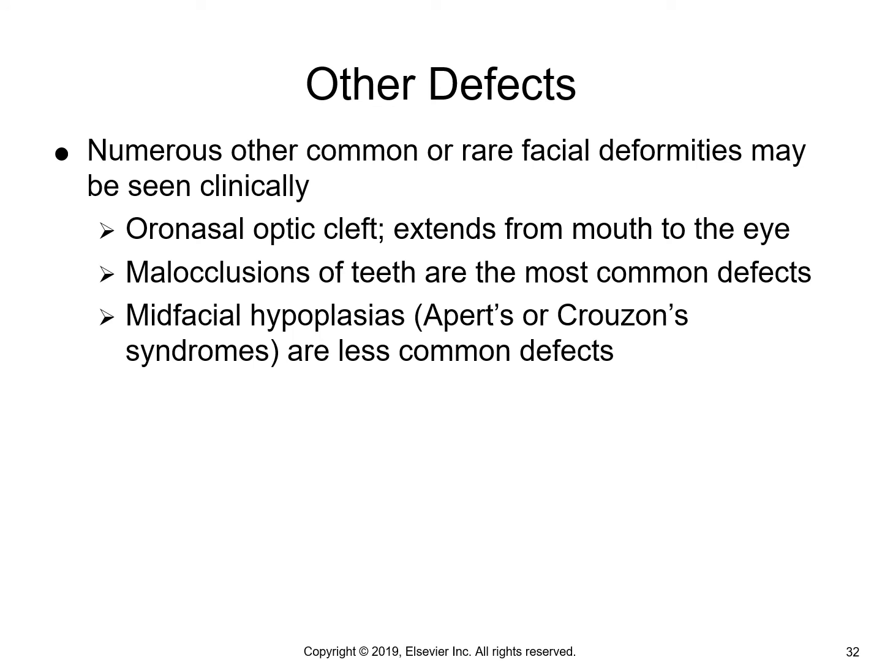There are numerous other common or rare facial deformities that we see clinically. We can see an oronasal optic cleft, which extends from the mouth to the eye. We can see malocclusions of teeth, which are the most common defects. And we can even see what's called mid-facial hypoplasias, which are Apert's or Crouzon syndromes. These are less common defects. So these are some things that we can see during this time.